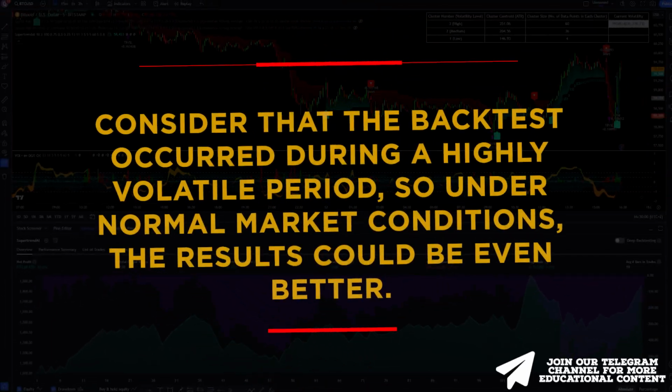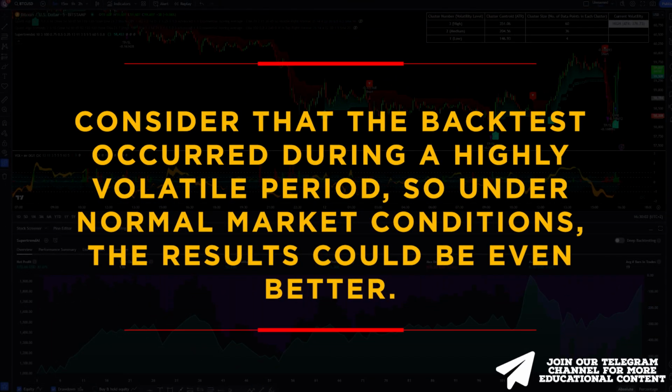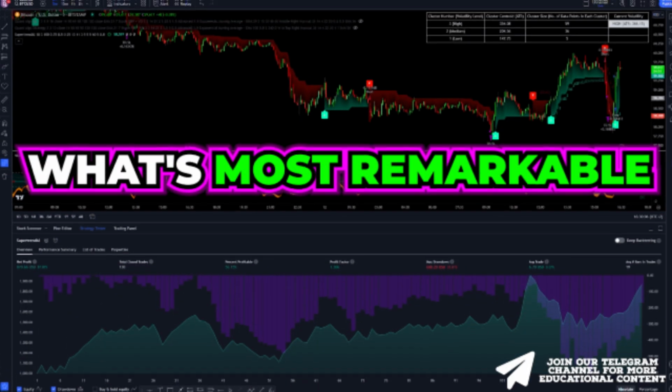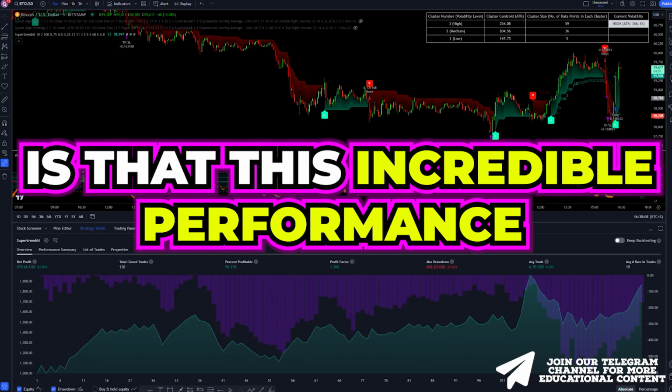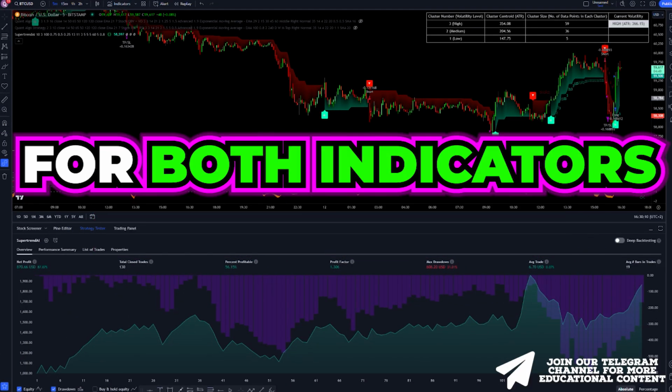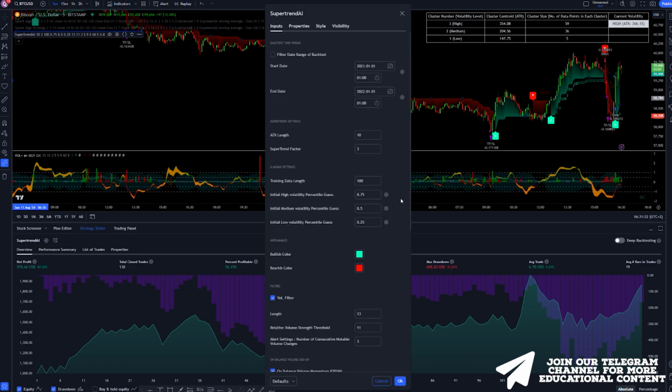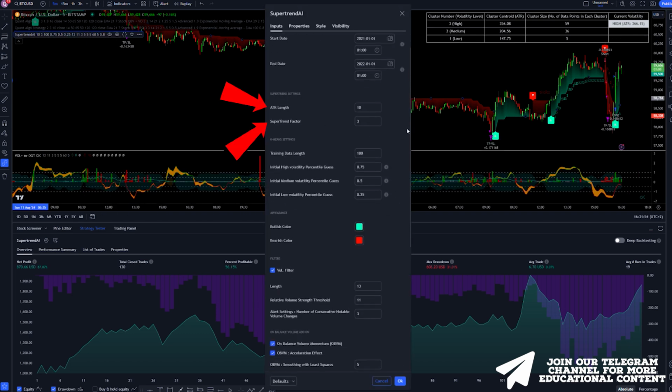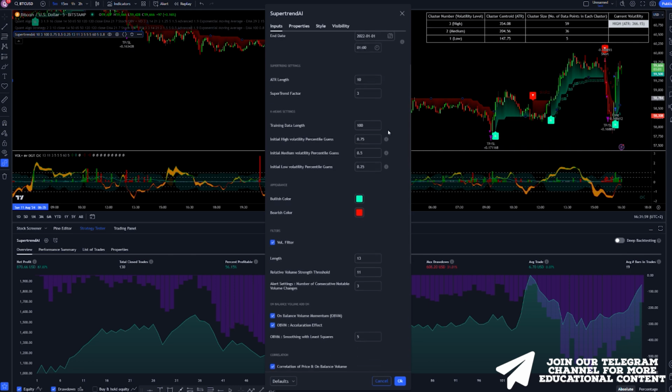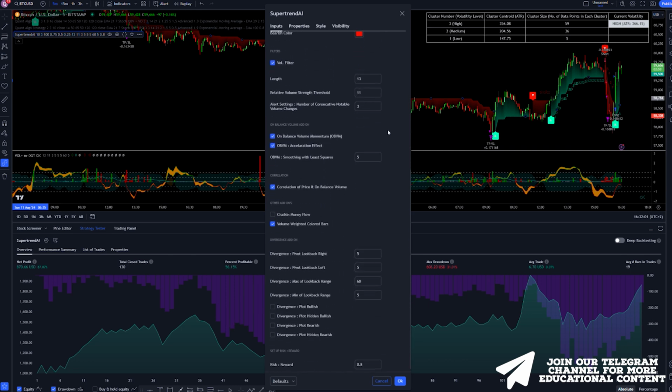Consider that the backtest occurred during a highly volatile period, so under normal market conditions, the results could be even better. What's most remarkable is that this incredible performance was achieved using default settings for both indicators. You can certainly experiment with the ATR length and the SuperTrend factor, as well as the volume length, to enhance accuracy or tailor the strategy to your preferred time frame or asset.